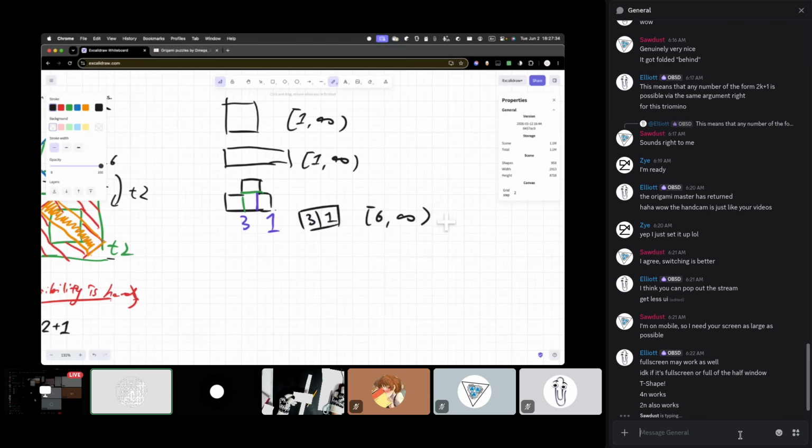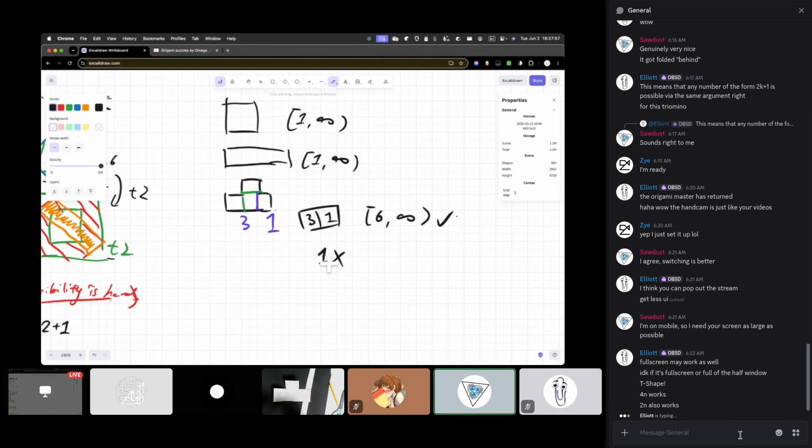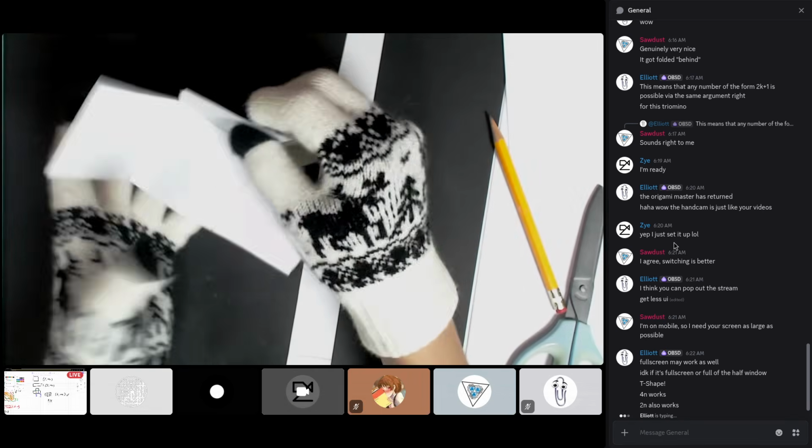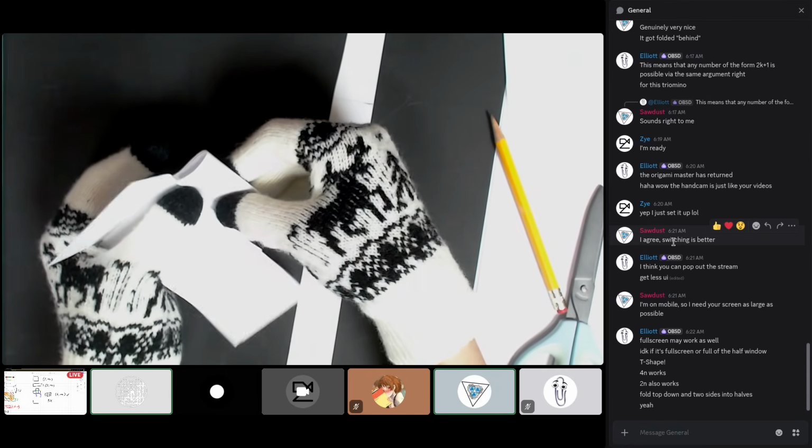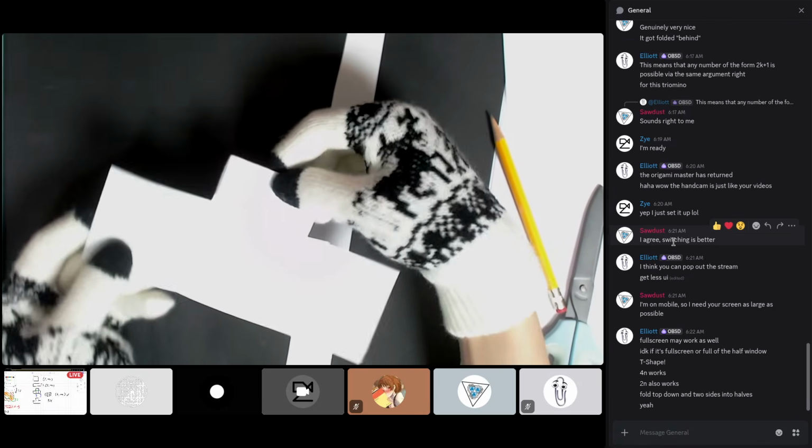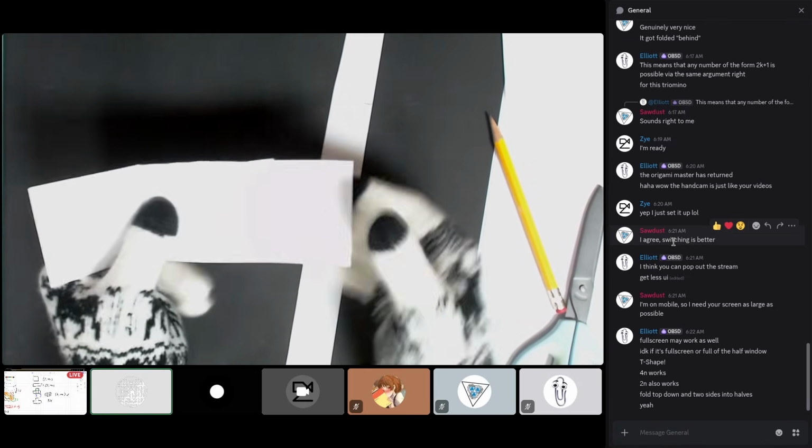So this is done. What about smaller numbers? I mean, obviously 1 is impossible. 2 also works. Explanation? The little tab on top folds down, and then the two side squares get folded into half squares, and you end up with a 2-by-1. Yep, you did explain it well.